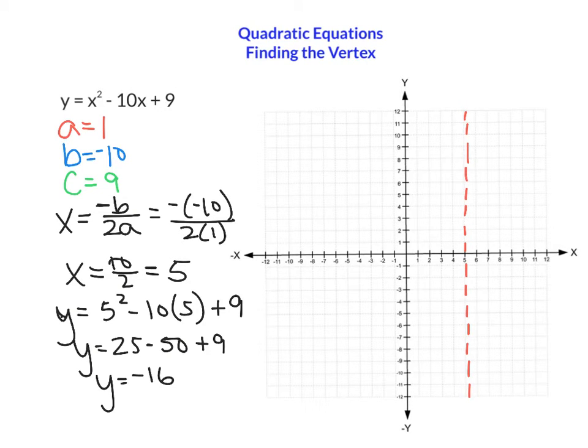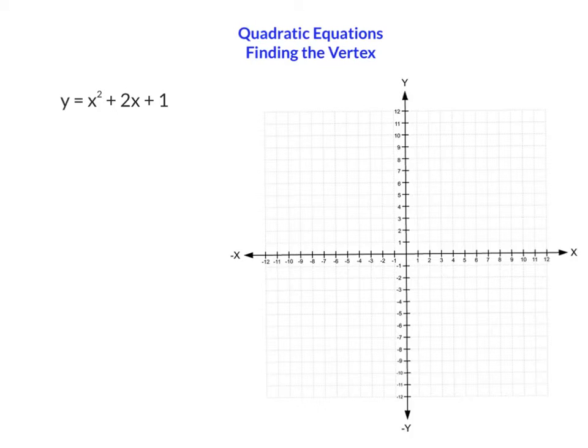-16. So my vertex will be the point 5, -16. The 5 is coming from my x value here, and the -16 is coming from the y value once I've plugged that back in. So let's look at a couple of examples of where we do this.